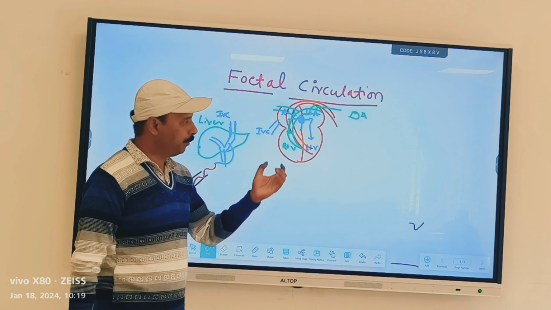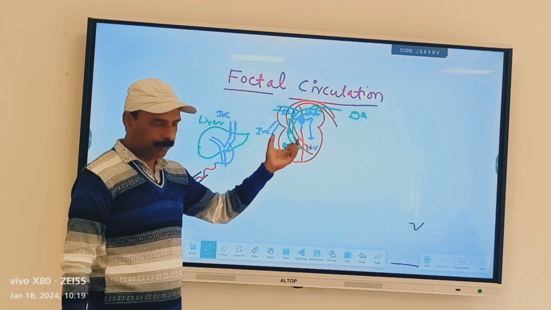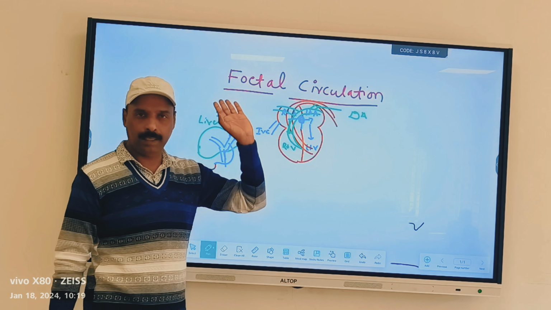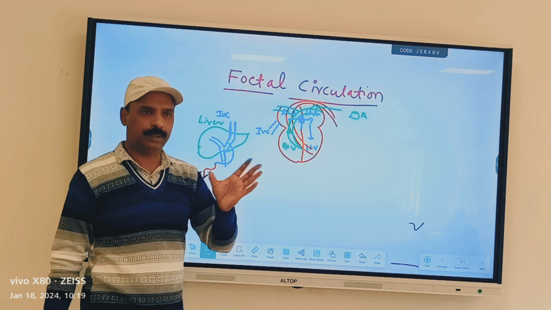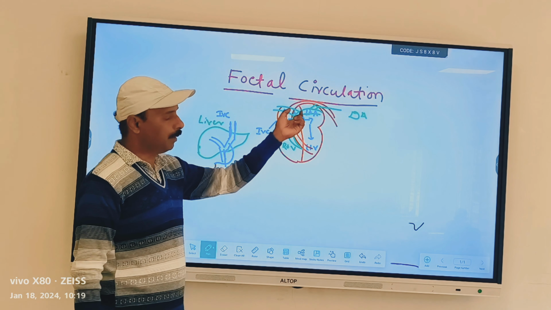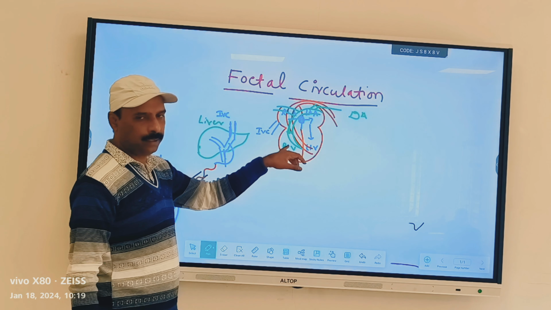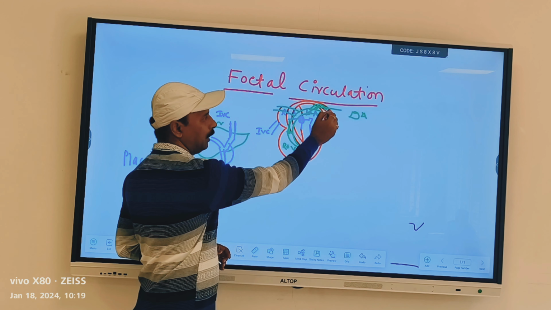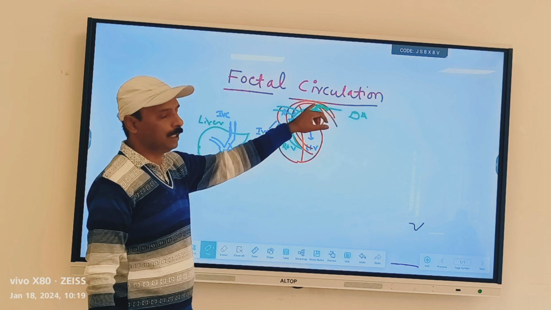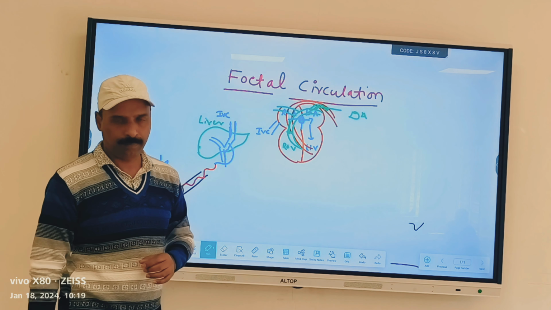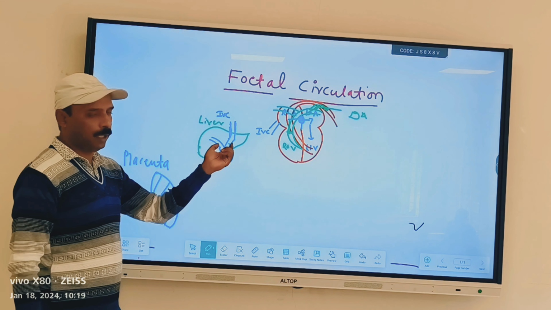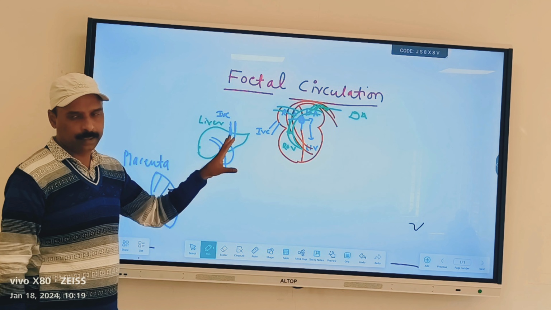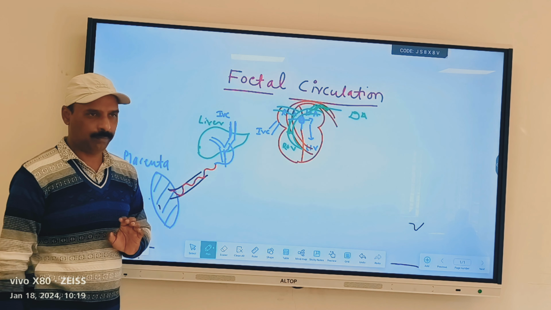The ductus arteriosus means that from the right ventricle, blood is pumped into the pulmonary trunk. From the pulmonary trunk, it has to go to the lungs, but only a very small amount supplies the right and left lung. The remaining maximum amount pumped from the right ventricle goes to the aorta. This we call the ductus arteriosus. You have to remember that the umbilical vein joining the portal vein is called the ductus venosus. Okay.